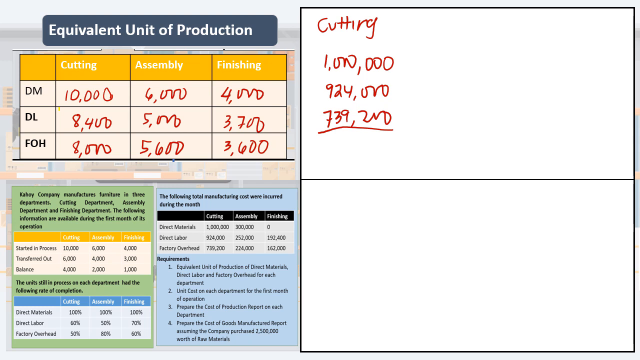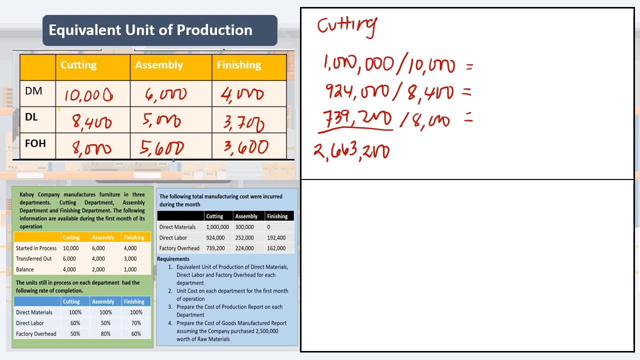plus 924,000 plus 739,200. That will be 2,663,200. Okay? So, what we will do is divide that by our equivalent unit of production. For direct materials, we have 10,000 units. For direct labor, we have 8,400. For our factory overhead, we have 8,000 units.